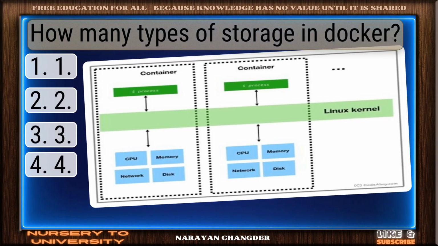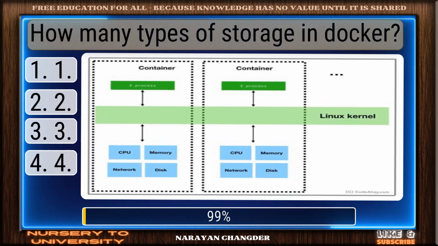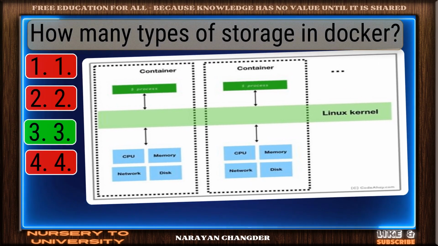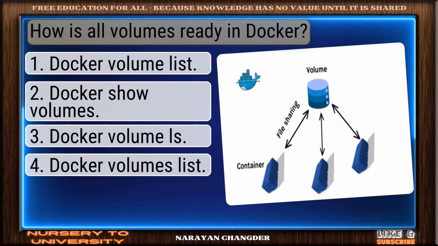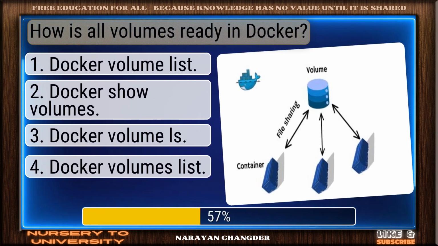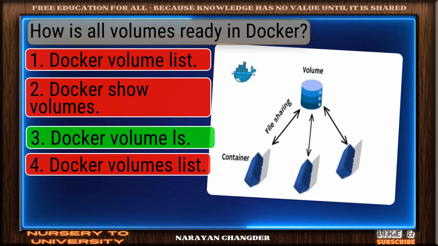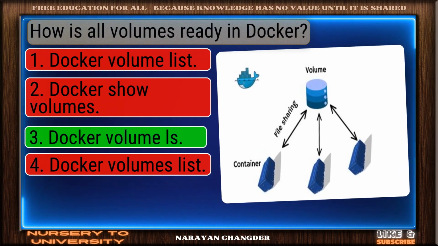Question number 19. How many types of storage in Docker? Great thinking. 3 is the right choice. Question number 20. How to list all volumes in Docker? Smart pick. docker volume ls is the correct choice.